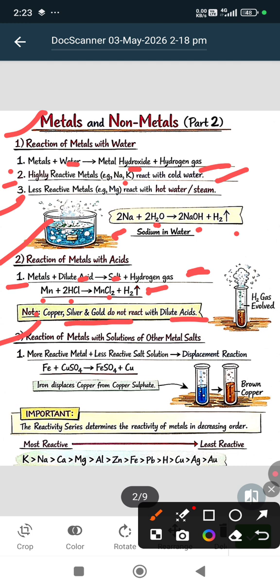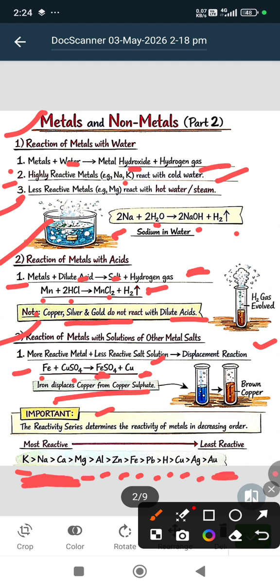Number 3, reaction of metals with solutions of other metals' salts. A more reactive metal reacts with a less reactive metal's salt solution. It gives a displacement reaction. Example: Fe plus CuSO4 gives FeSO4 plus Cu. Here iron displaces copper from copper sulfate. Reactivity series determines the reactivity of metals in decreasing order: K, Na, Ca, Mg, Al, Zn, Fe, Pb, H, Cu, Ag and Au. Here they are most reactive and here they are least reactive.